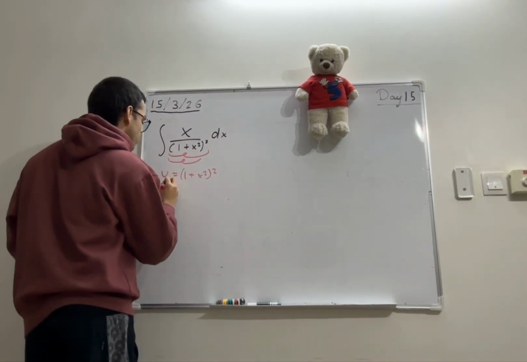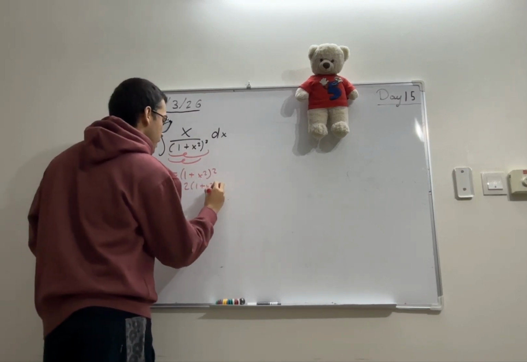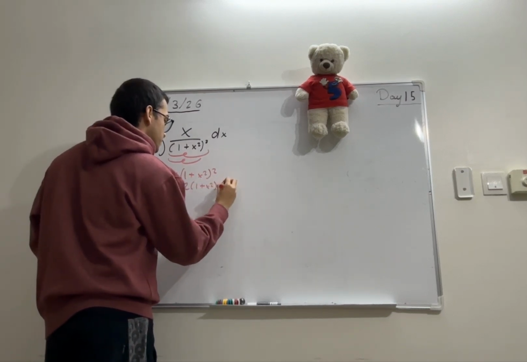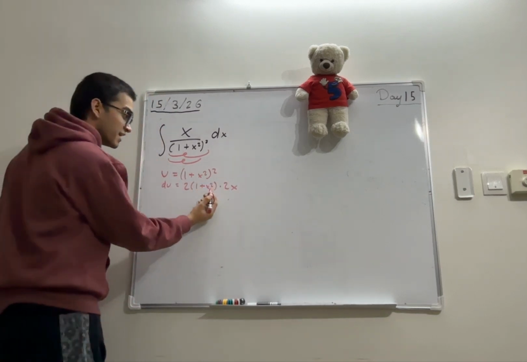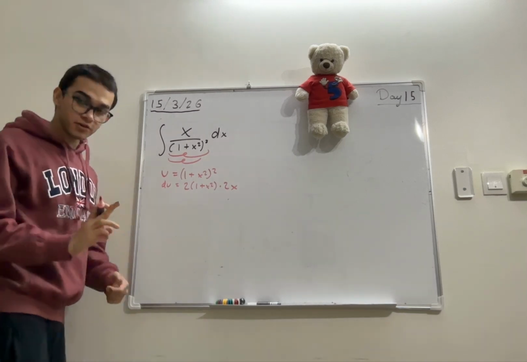You would get du as 2 times (1 plus x squared) into the derivative of 1 plus x squared, which is 2x. And here you can see that you get an x squared term. We don't have an x squared term in the numerator, so that is not the correct substitution.